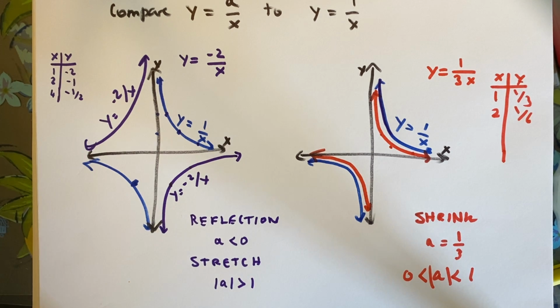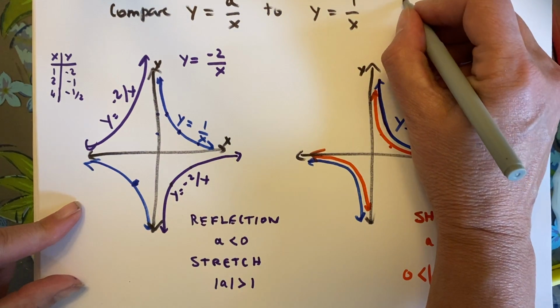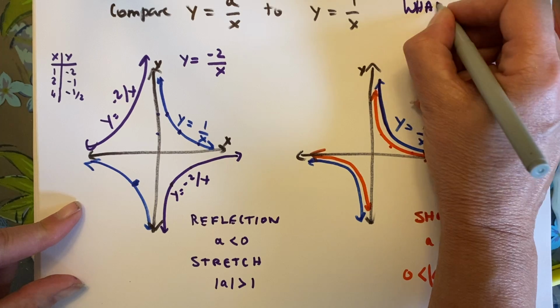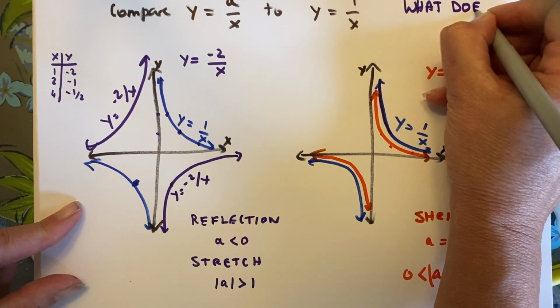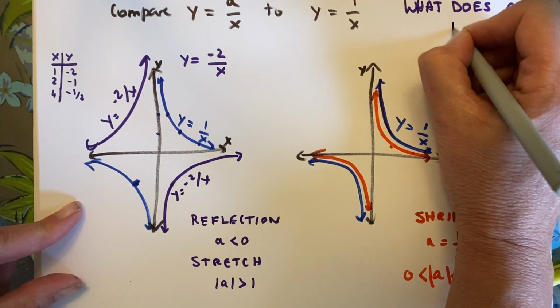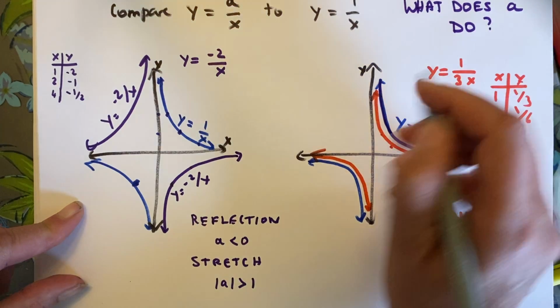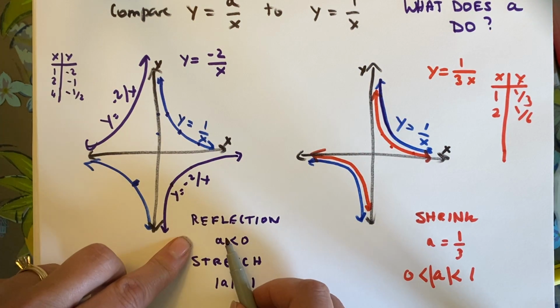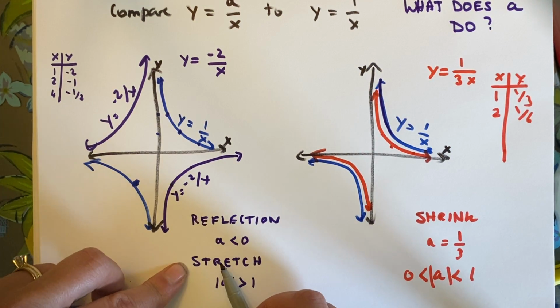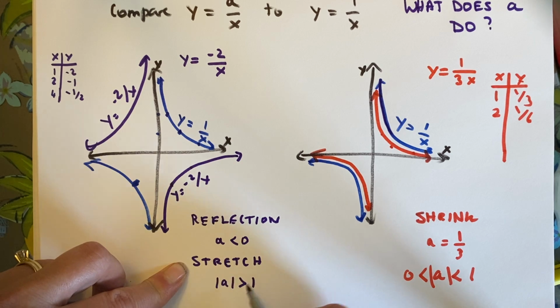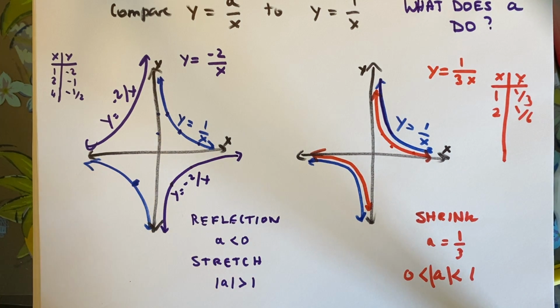Okay, so that takes care of what A does. And actually, that's what I'm going to title this: what does A do? A will do a reflection, and A will do a stretch if it's greater than 1, or a shrink if it's less than 1.